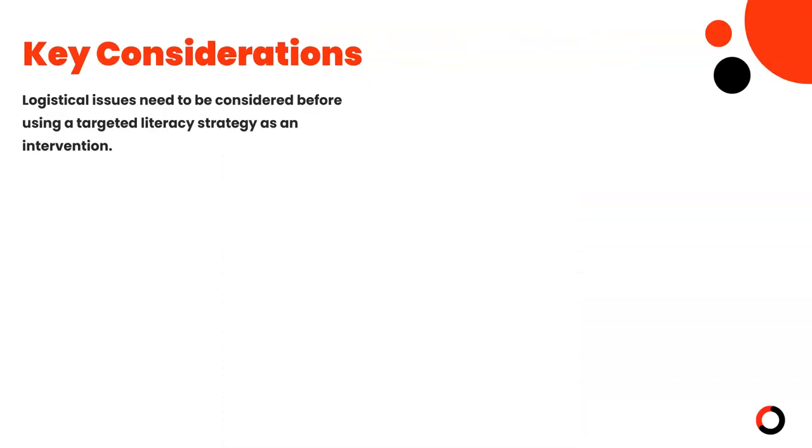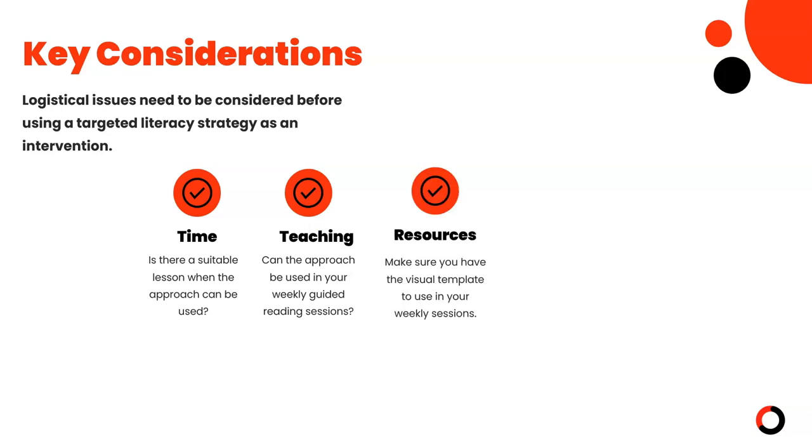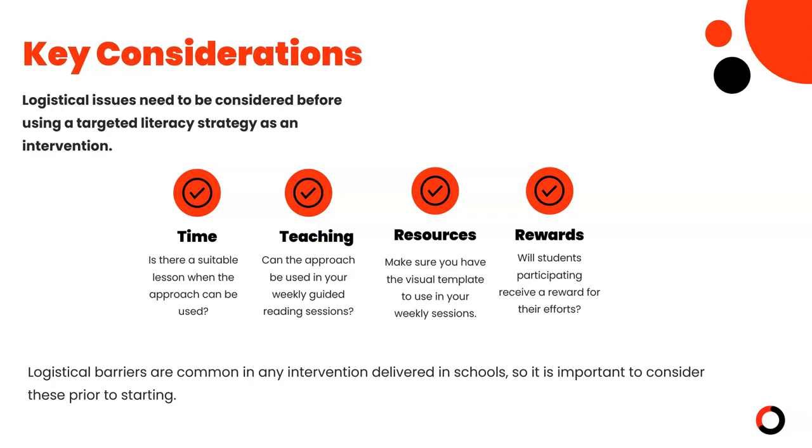So some key considerations. Is there a suitable lesson where the approach can be used? Can the approach be used in your weekly guided reading sessions that you already have planned? Or if you don't have these scheduled, we include a prompt for ChatGPT to create some text that you can use for the approach. With the resources, just make sure you have the visual template that you can use in your weekly lessons, because that is the focus of the intervention. And then can you possibly link this to rewards? So logistical barriers are common in any intervention that's delivered in schools, so it's important to consider these prior to starting.